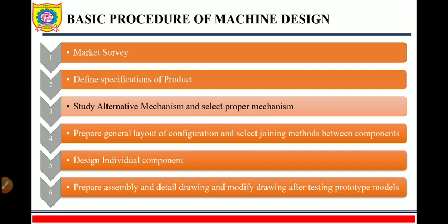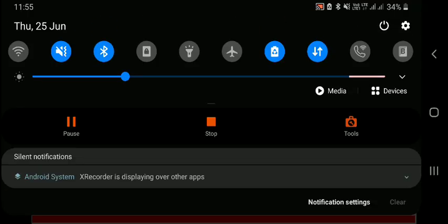So once your individual components are finished, we can go for the assembly of all components and detailed drawing. If necessary, we can do the testing of the prototype. After prototype testing, if some faults are there, then we can change the detailed drawing and we can do the assembly.